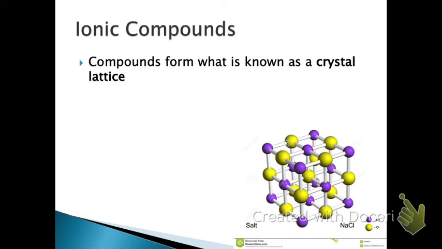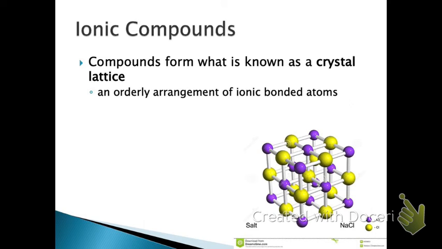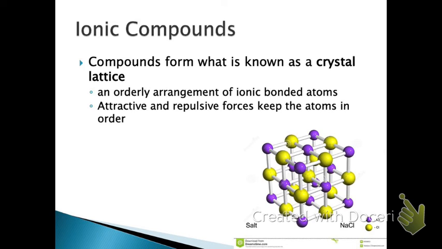It is an orderly arrangement of ionic bonded atoms. They situate themselves so that they can be positive, negative, positive, negative, positive, negative, and keep going. It wants to be in that situation. It doesn't want to be uncomfortable. So it will orient itself so that it's constantly positive, negative. It does it so that the attractive and repulsive forces keep the atoms together.